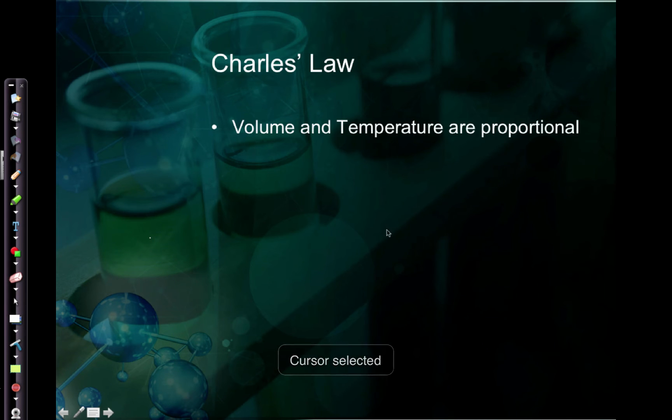Okay, so Charles's law deals with volume and temperature. So if you increase the temperature, the volume increases. If you decrease the temperature, the volume decreases. So think about a balloon. If you were to freeze a balloon, those molecules would actually start to move closer and closer together, so the volume would get smaller and smaller.